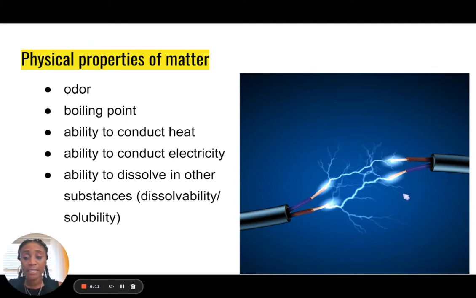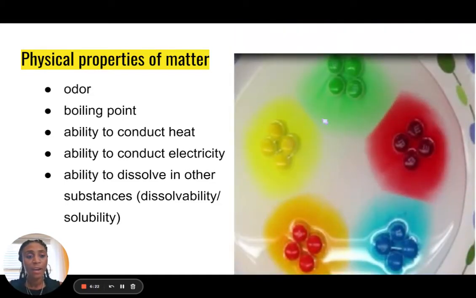Another example here is the ability to dissolve in another substance, or we could say dissolvability or solubility. Here we see some candy dissolving in the water. Wow, you can see the different colors.